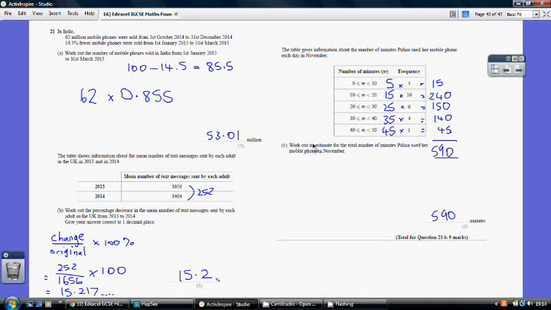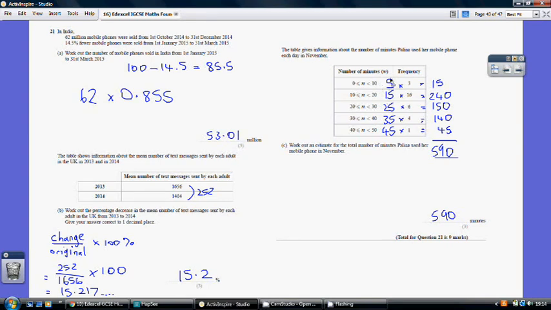Now for part C, we've got to work out an estimate for the total number of minutes used on the mobile phone. Now we know on 3 occasions the phone was used for between 0 and 10 minutes, on 16 occasions for between 10 and 20 minutes, and so on. Now this is an estimate because we don't actually know how long was spent on the phone on each of these 3 occasions, for example. We just know it was between 0 and 10 minutes. It might have been just a few seconds, it might have been 9.5 minutes, who knows. So the best we can do is make an estimate, and we assume it's the midpoint.